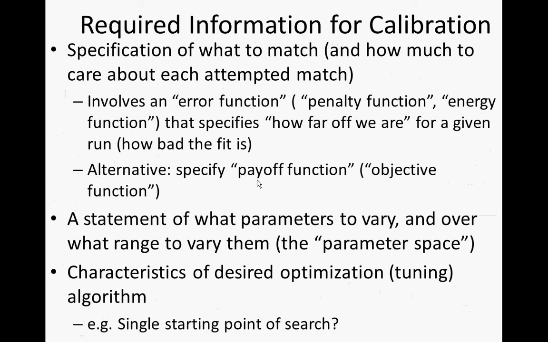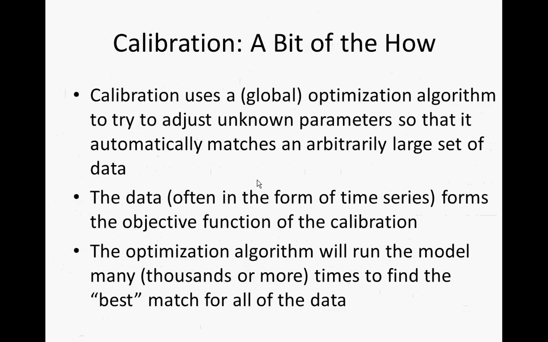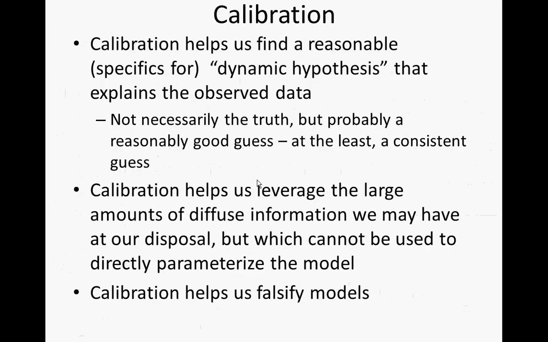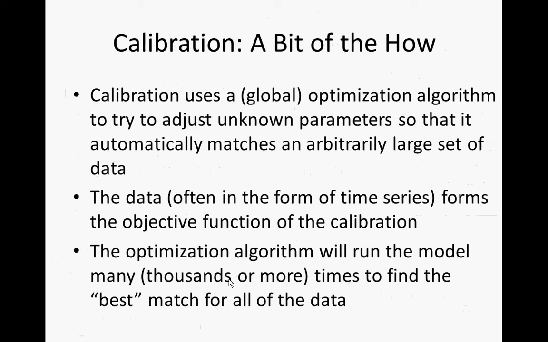Or to put it another way, they minimize the discrepancy between what the model produces on the one hand and what your evidence from the world tells you. So it often allows us to leverage large amounts of diffuse information we have about overall system behavior, no one part of which allows us to estimate a parameter. Often this optimization algorithm will run the model many, perhaps thousands or more, times to find the best match.